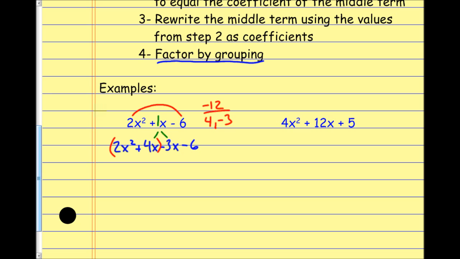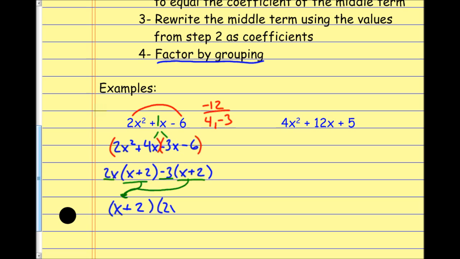Out of the first 2 terms, I can factor out a 2x, which leaves me with an x plus 2. Out of the second 2 terms, I can factor out a negative 3, which leaves me with an x plus 2. And now I have the x plus 2 in common. I can rewrite that in a single location. And after I do that, the terms I'm left with are the 2x and the minus 3. So my second factor is the 2x minus 3. That's factoring by grouping when we're dealing with a trinomial. Okay? We rewrite it as 4 terms, and then we factor by grouping.